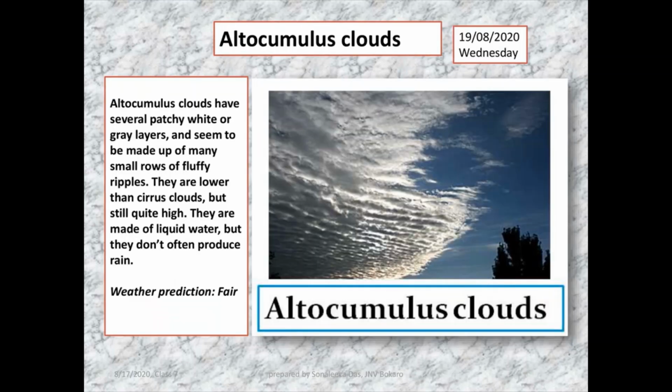Then if we look at the clouds in the picture now, they appear to be in white and gray layers. These are called Altocumulus clouds, and they have several patchy white or gray layers and seem to be made up of many small rows of fluffy ripples. They are made of liquid water, but they do not often produce rain. Altocumulus clouds in the sky indicate fair weather.